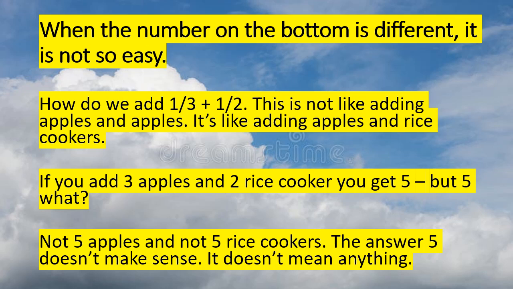When the number on the bottom is different, it's not so easy. How do we add 1 by 3 plus 1 by 2? This is not like adding apples and apples. It's like adding apples and rice cookers. If you add 3 apples and 2 rice cookers, you get 5. But 5 what? Not 5 apples, not 5 rice cookers. The answer 5 doesn't make sense. It doesn't mean anything.